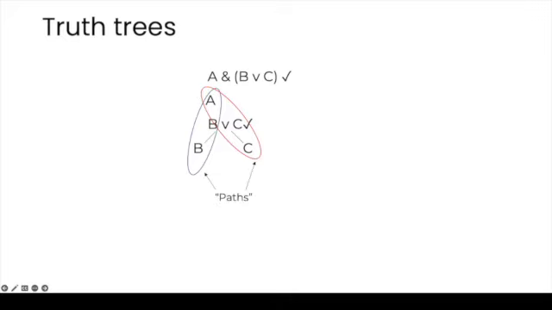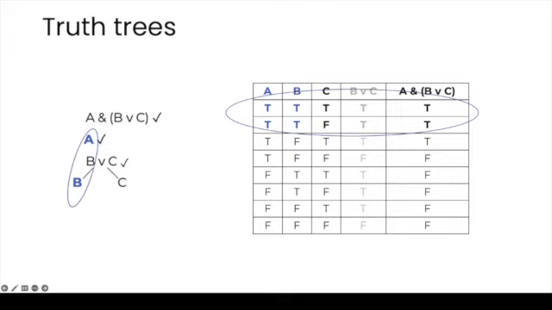Each path corresponds to a kind of assignment in which the original sentence, A and B or C, comes out true. The left path corresponds to those assignments in which A is true and B is true. In a truth table, this would correspond to the first 2 rows. Notice that in this path, the value of C is irrelevant, because if you make both A and B true, the sentence will come out true no matter what value C takes.